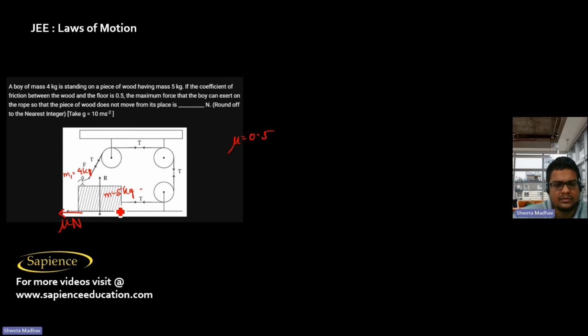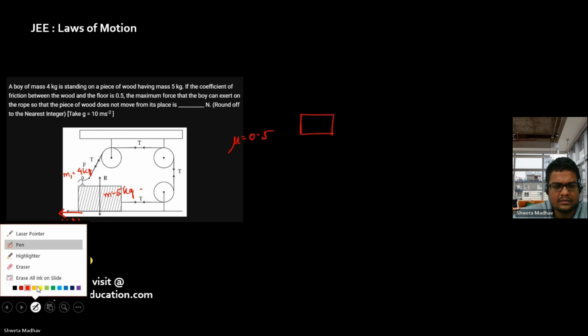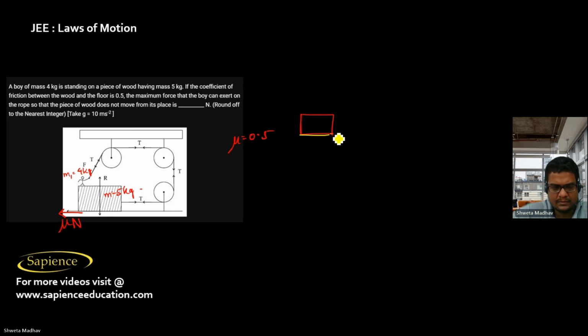This is the tension force. If you draw the free body diagram of the block, the block has mass, so weight mg is acting, and the normal reaction force is also acting, which we can call R. And then the frictional force is there, mu N, where N is the normal reaction force, and here the tension force is acting.